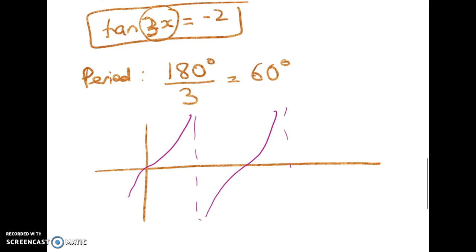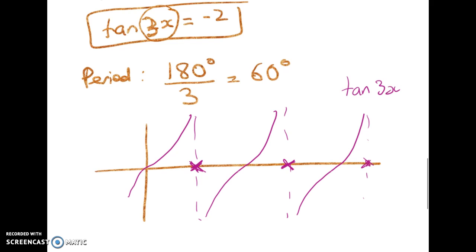Very badly, but there you go, it's better than nothing. Right, so where are these asymptotes? Well, in the tan of x graph, they're at 90 degrees and then at 270. But in the tan of 3x graph, everything is sped up.